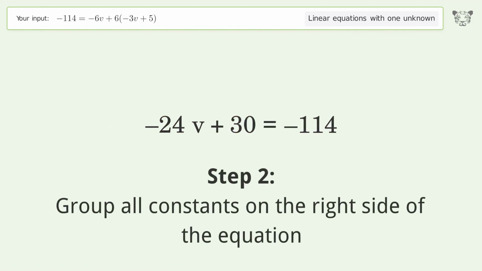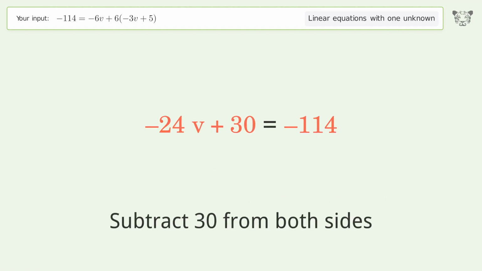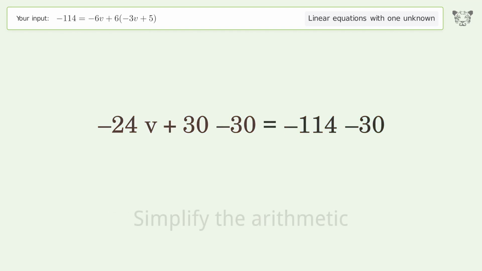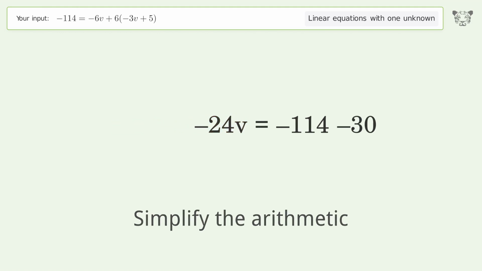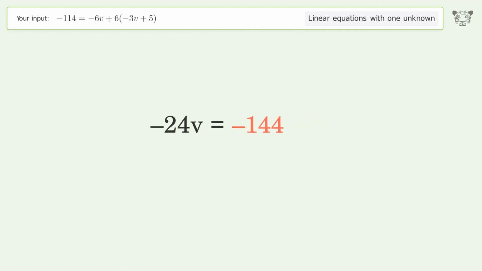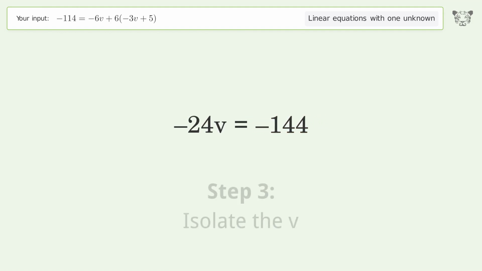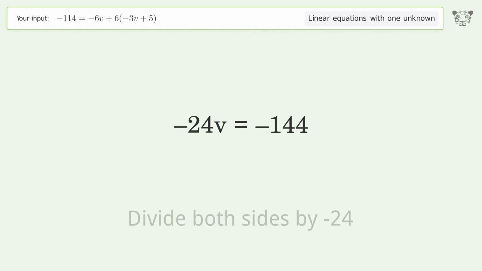Group all constants on the right side of the equation. Subtract 30 from both sides. Simplify the arithmetic. Isolate the v. Divide both sides by -24.